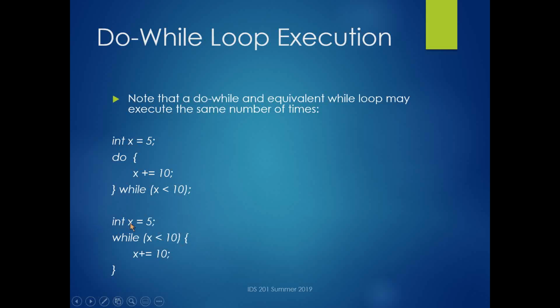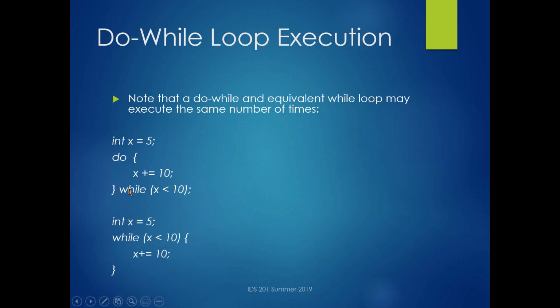On the other hand, in the equivalent while loop here, I set x equal to 5, and I say while x is less than 10, add 10 to it, so 5 plus 10, 15. Is 15 less than 10? No, so I skip over it in the second iteration, and then I'm done, and x is 15.